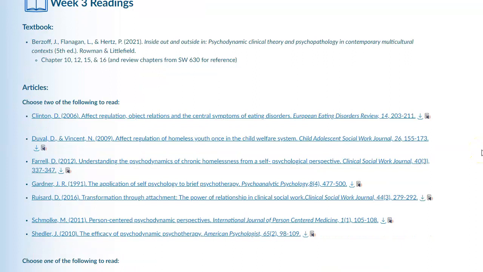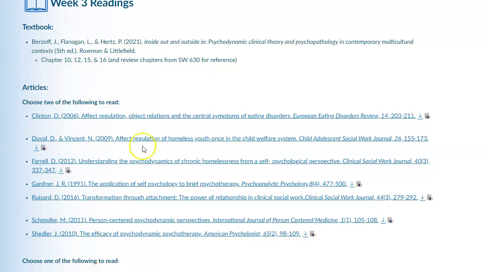So we'll be looking specifically at, again, different populations and how to implement theoretical frameworks into work with those specific populations. So you see we have some articles related to eating disorders, homeless youth, other generally homeless population, application of self-psychology. We've done a lot of work in understanding the actual theory thus far, but this week we're going to be getting into a little bit more in terms of how to carry that out in practice and what that might look like in a therapy session.